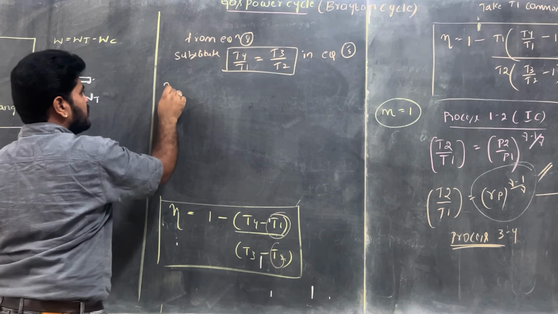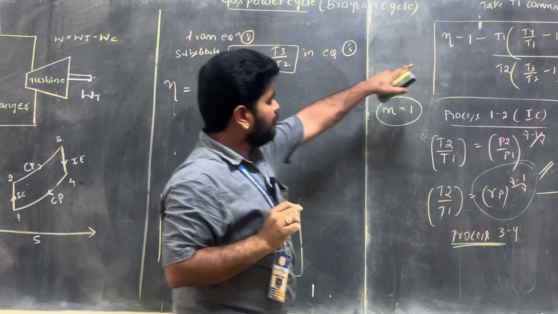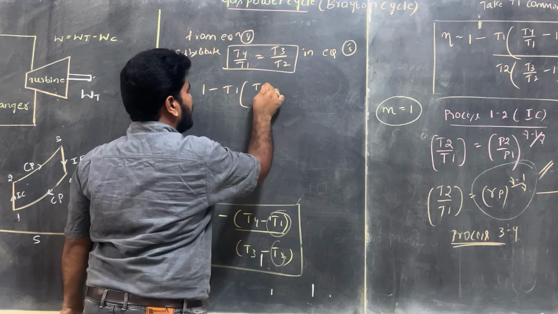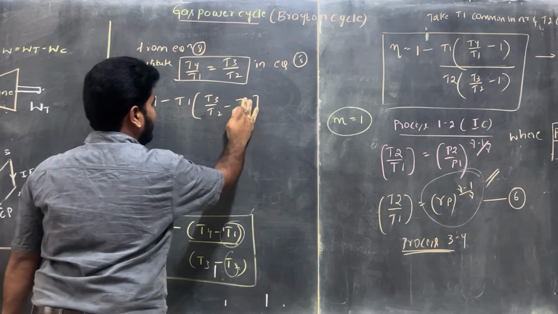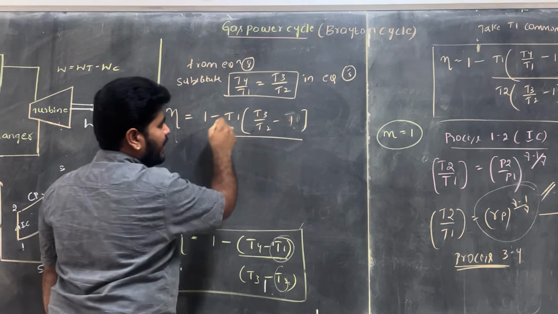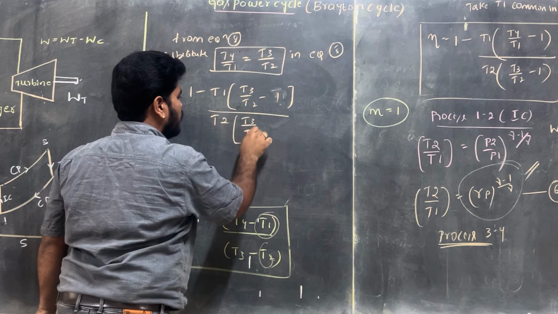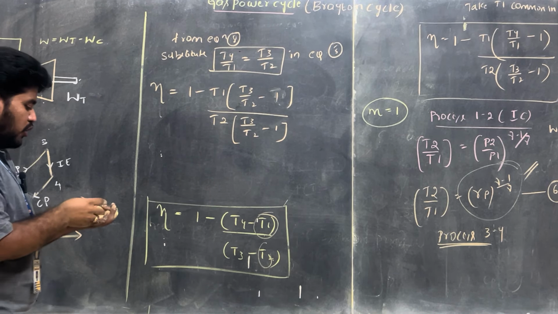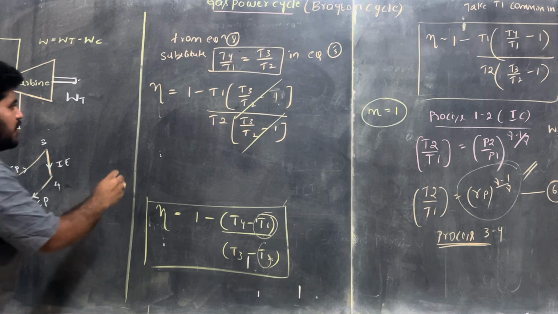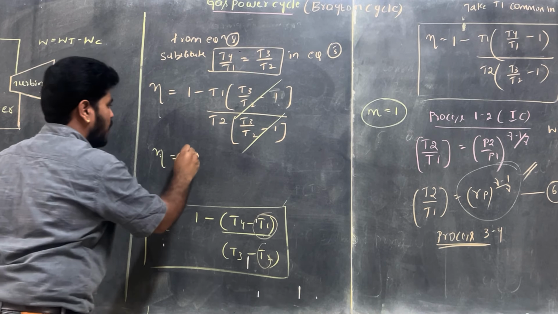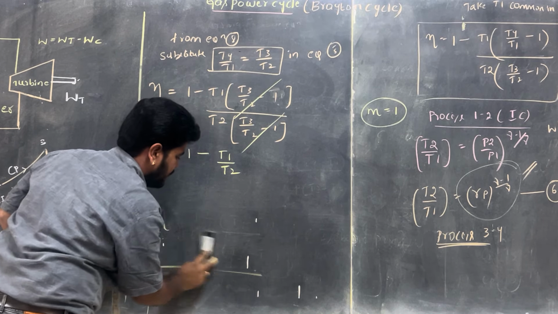Now what I'll get, efficiency is equal to 1 minus T1, and in the place of T4 by T1, I will write T3 by T2 minus 1, divided by, again what we have, T2, here T3 divided by T2 minus 1. Here you can see that both the terms cancel. Remaining what we have, efficiency is equal to 1 minus T1 by T2.